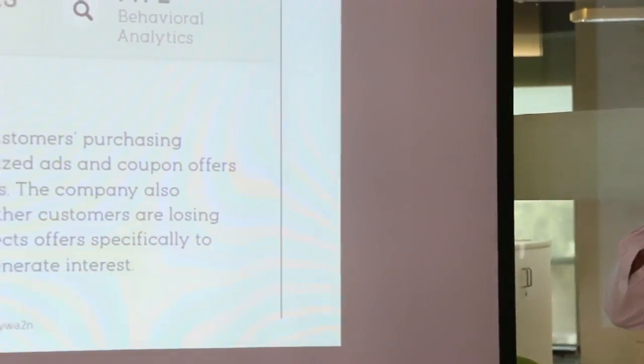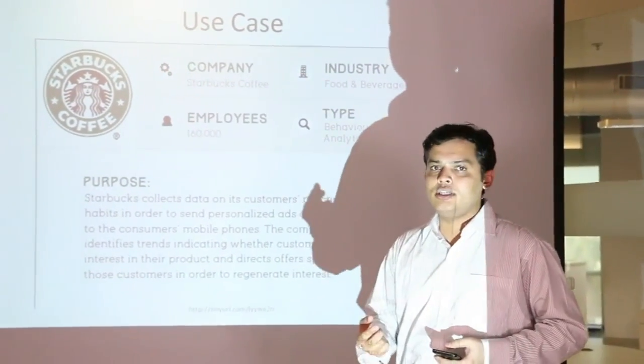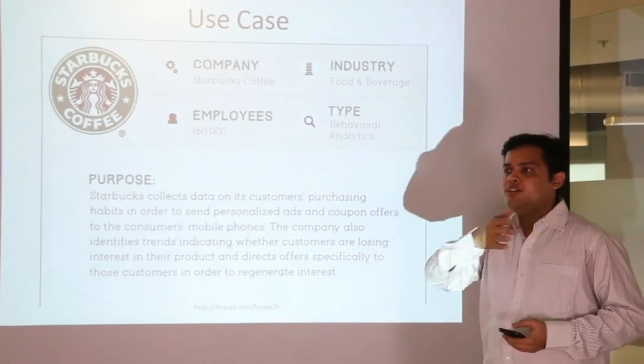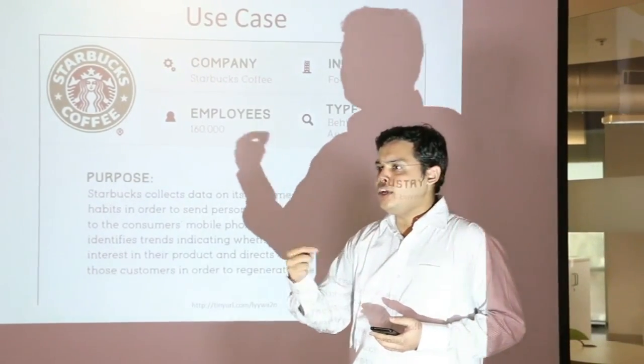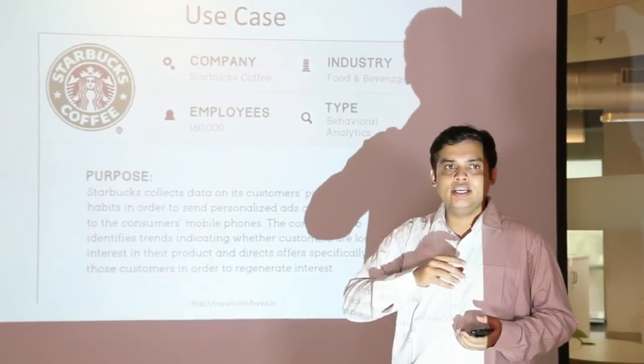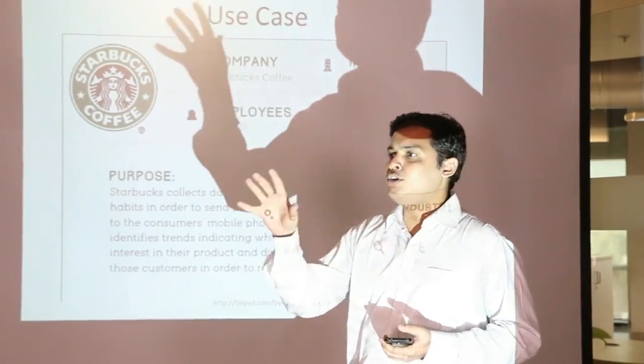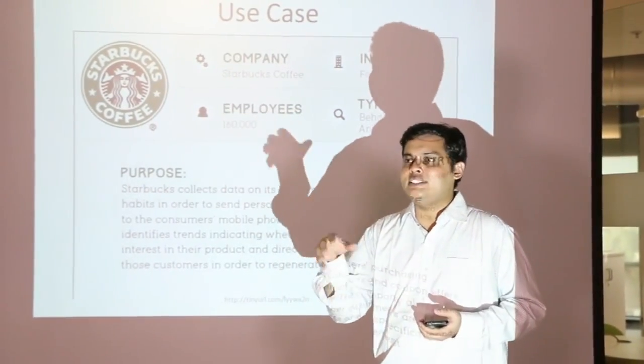Starbucks coffee. What they did was they wanted to check whether everyone is interested in their products or not, right? So they actually used to check the trends, like if a particular customer is getting disinterested in their product, and if he is disinterested, they used to give a proper offer to that particular customer. So it was more at a customer level and not on a segment level.